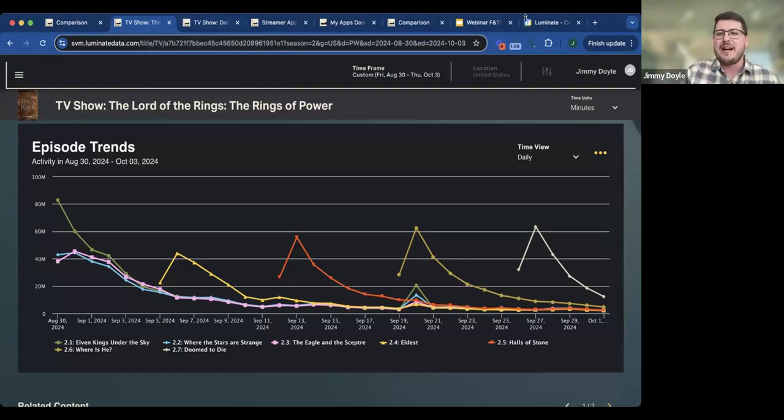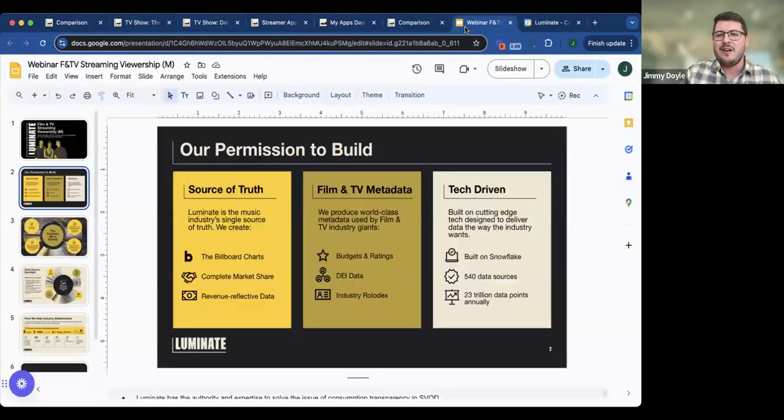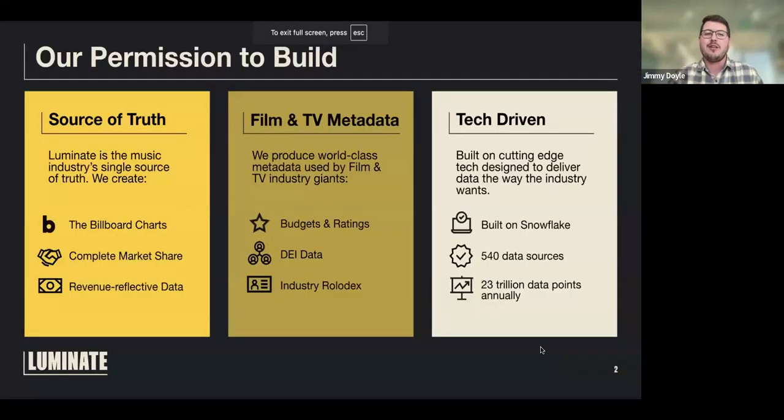So let me give you a little bit of background on our actual streaming numbers and how we're actually getting to these numbers, because that's probably a question you're having. If you're not familiar with Luminate, we have 2 big sides to our business. We have a music side of our business that powers the Billboard chart. So we are the source of truth for the music industry.